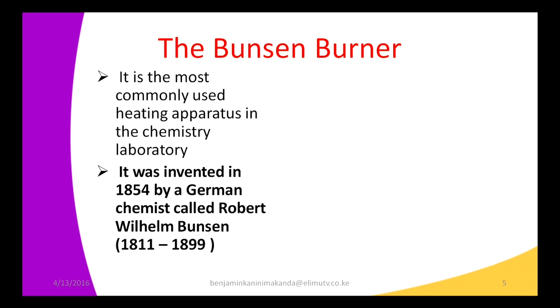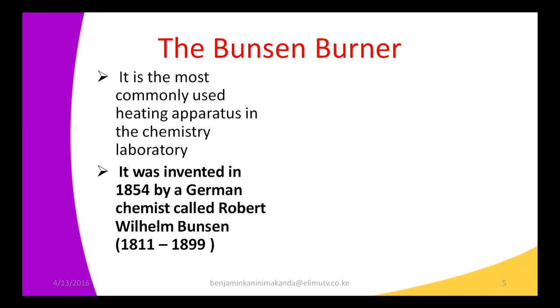Now, we begin by looking at the Bunsen burner as one of the sources of heat in the lab. And what's a Bunsen burner? Let's look at some history about a Bunsen burner here. It is the most commonly used heating apparatus in the chemistry laboratory. And it was invented in 1854 by a German chemist called Robert Wilhelm Bunsen. That's in the year 1811 to 1899. So this source of heat in the lab is actually a very old source of heat, invented in the 18th century by a chemist scientist called Robert Bunsen.